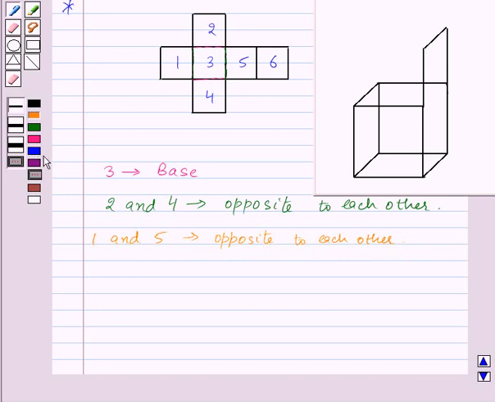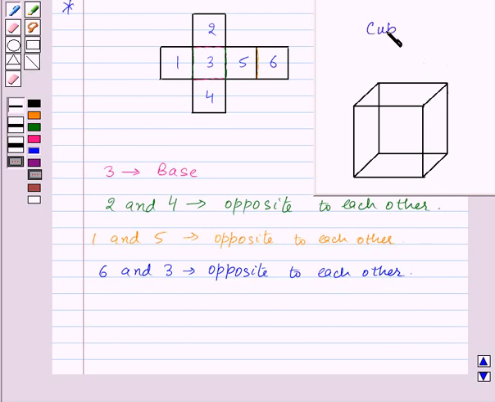Now, lastly, let us fold the square numbered as 6 along with this dotted line. So, the square numbered as 6 will be on the top, that is, it will be opposite to the base, which is square numbered as 3. So, from this, we can say that square numbered as 6 and square numbered as 3 will be opposite to each other. And thus, finally, we get this shape, which is a cube. So, by folding this two-dimensional net, we have formed a three-dimensional solid, which is a cube.